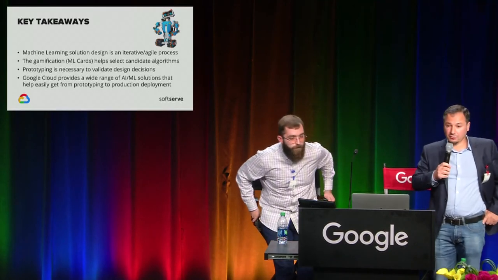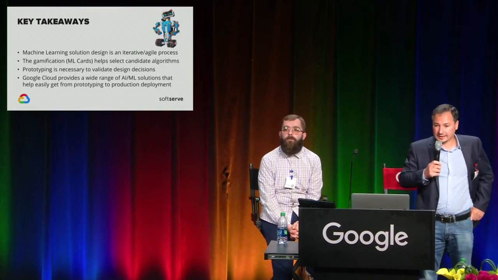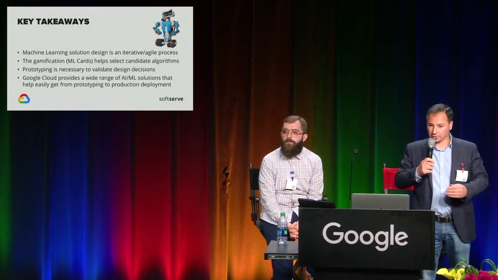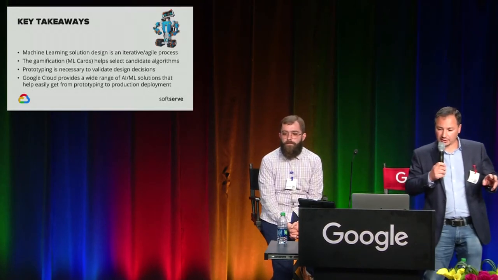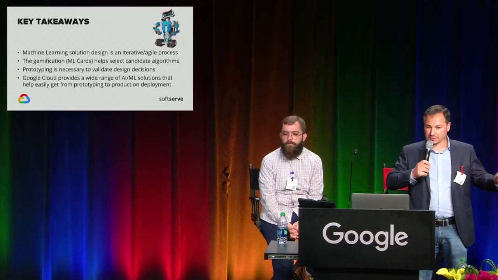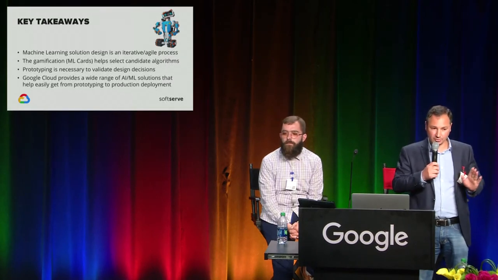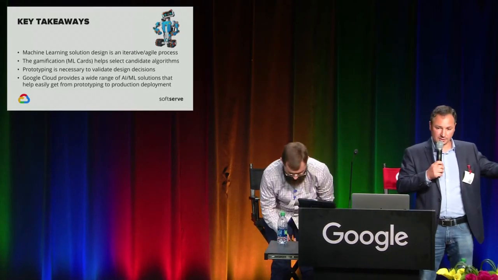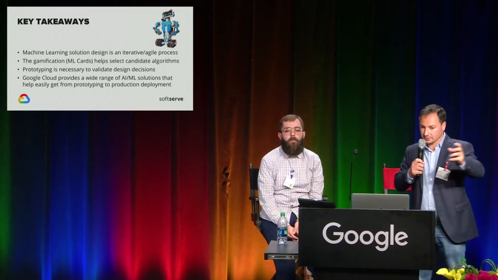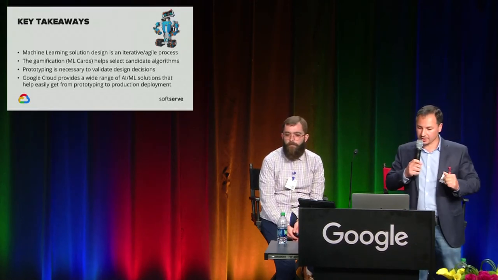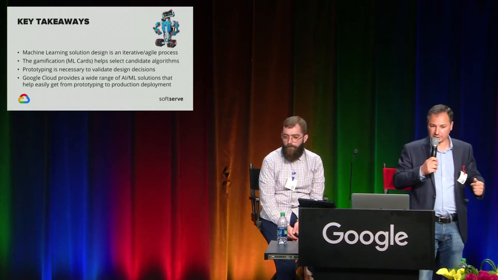And key takeaways from this exercise, from this gamification session. Machine learning design, as you've seen, is an interactive and agile process. So you need to have several steps in order to come up with a particular design solution, right? The machine learning cards help select candidate algorithms and get rid of some paths which can mislead you in the wrong direction, so that you can analyze your business requirements, for example, and go deeper into the particular design decision. That is the goal of the machine learning cards: to help you in this journey.